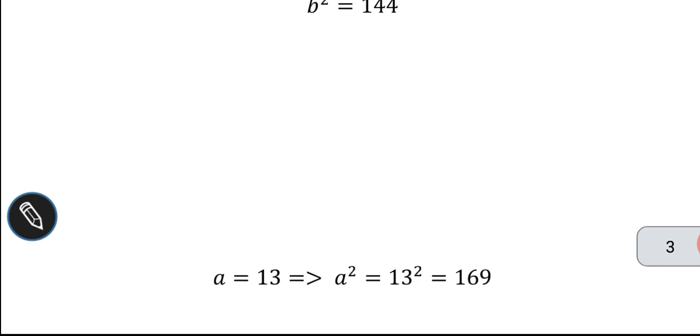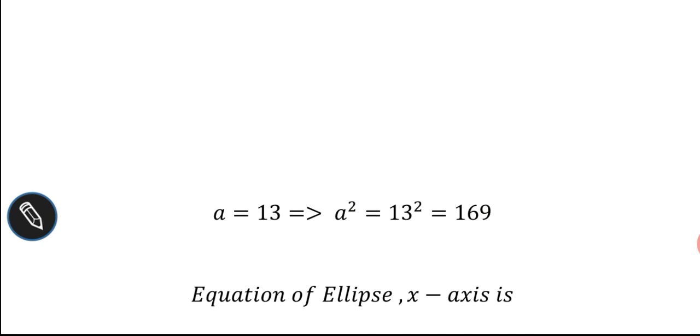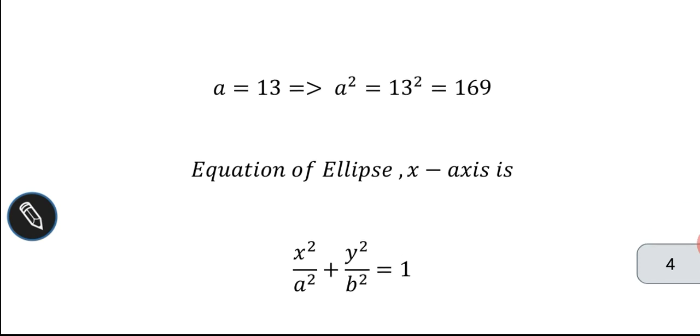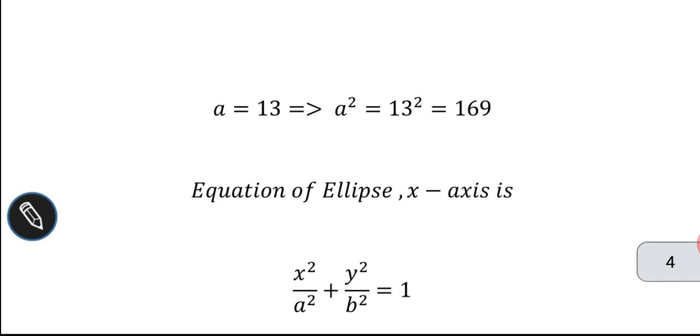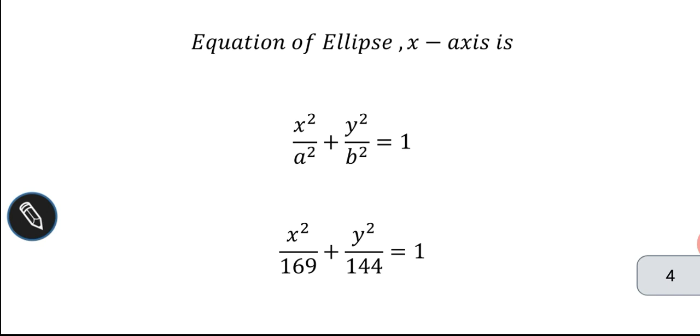Already we know that a is equal to 13, so a squared is equal to 13 squared, which is 169. The equation of an ellipse on the x-axis is x squared by a squared plus y squared by b squared is equal to 1. We know a squared is 169 and b squared is 144, so the equation of the ellipse is x squared by 169 plus y squared by 144 is equal to 1.